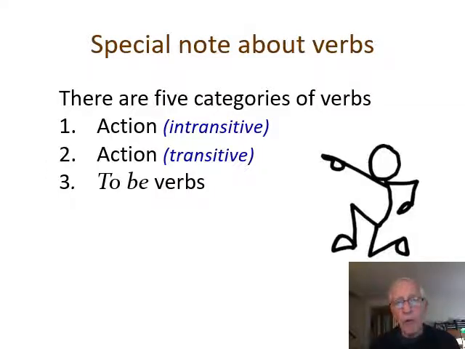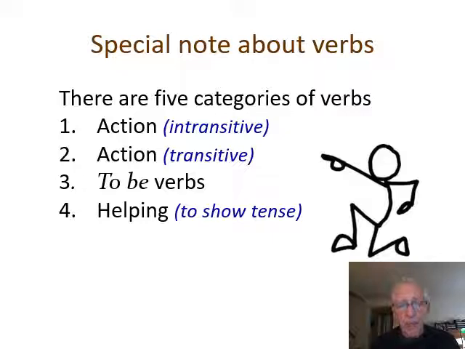To be verbs are common in all modern languages. They indicate a sense of being or a state of being in a sentence. They do not exactly show action. Helping verbs do not by themselves show action. They help action verbs, however, to show a sense of time, past, present, or future.